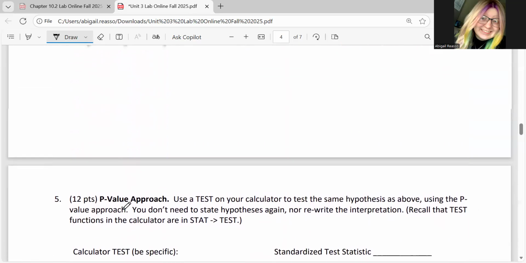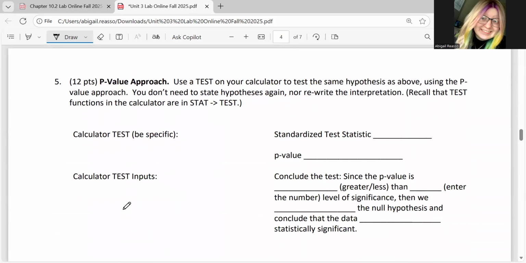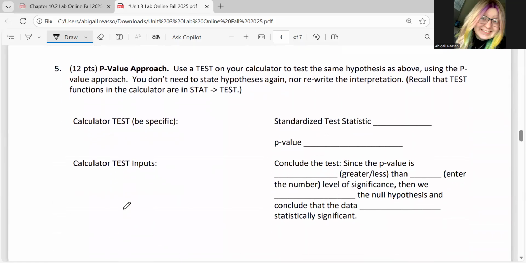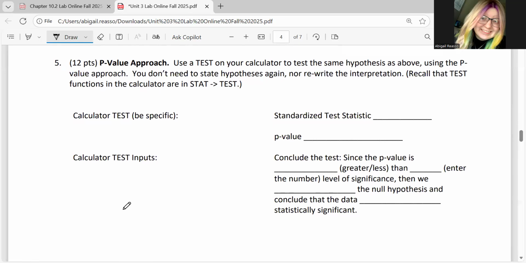We're then going to use our calculator to essentially do the same thing. Kind of think about it as double checking your answer above. So you should get the same results within rounding error of the previous problem. So here, what we are going to use is a test on our calculator. So remember, those are in stat test on your calculator.